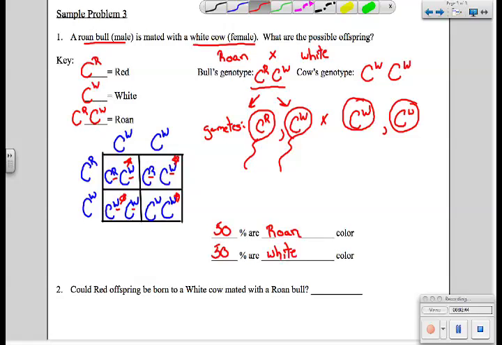The last part of the question goes on to ask, could red offspring be born to a white cow mated with a roan bull? And the answer is no, because I can see from the results of my cross that no red offspring were found.